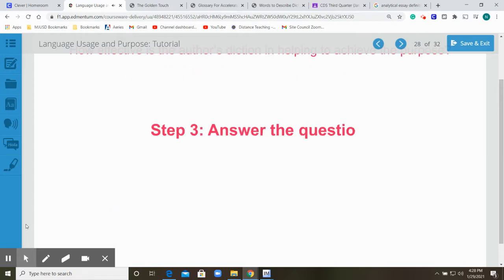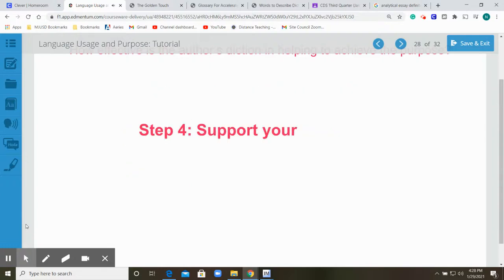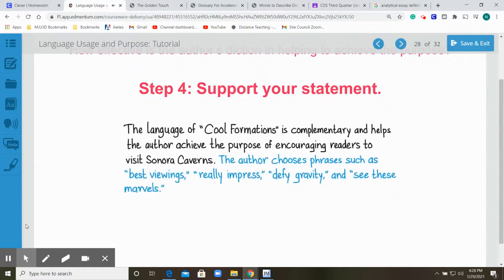Now it's time to make a statement that directly answers the question. This idea is what you will develop and support in your essay. The next step is to support your statement with evidence from the text. Review your annotations. See which text you circled, underlined, or highlighted best supports your statement.